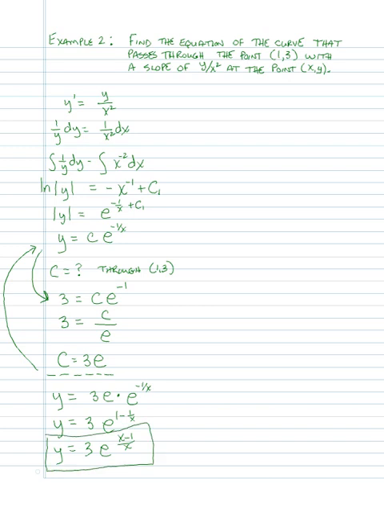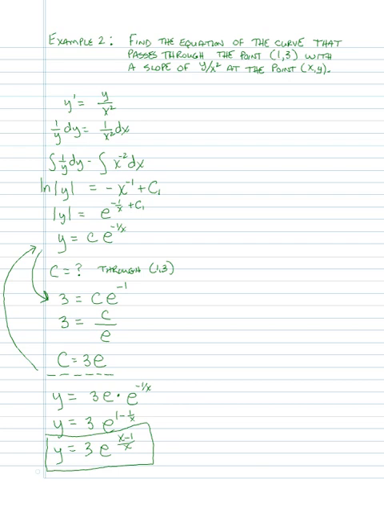That's the curve that passes through the point 1, 3, and every point on this curve has a slope of y over x squared. The tangent line at every point is y over x squared.